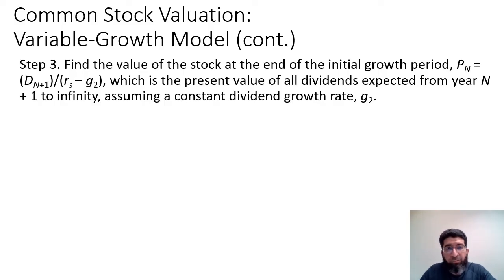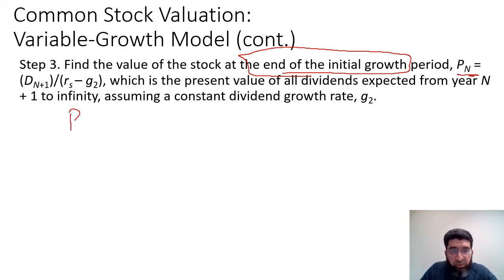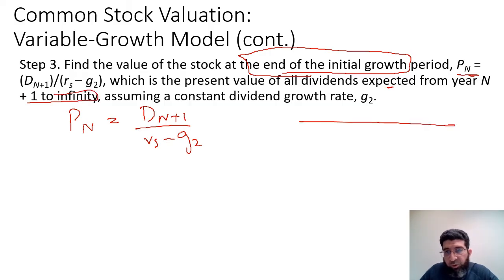Next, find the value of the stock at the end of the initial growth period, which is Pn. I'll write here Pn equals Dn plus 1 over rs minus g2. Now it's growth 2 which is included. So this is the present value of all dividends expected from year n plus 1 to infinity. As the timeline was showing, from the fourth year onwards it goes till infinity.